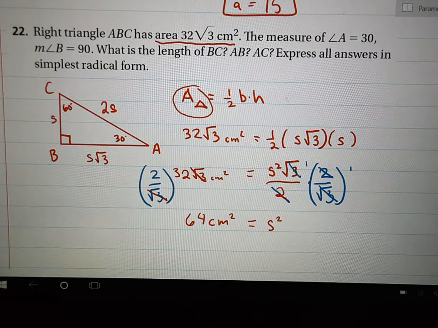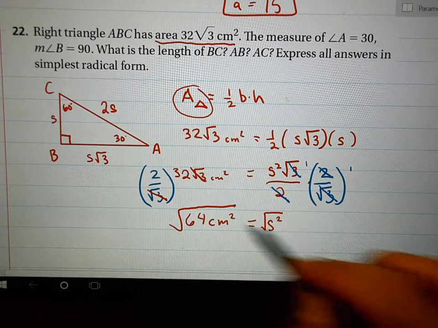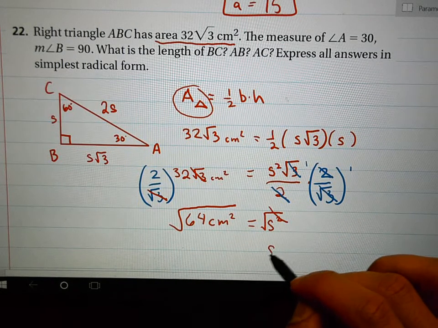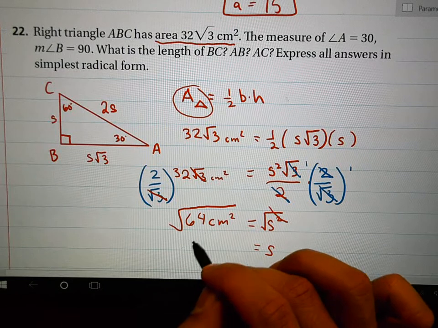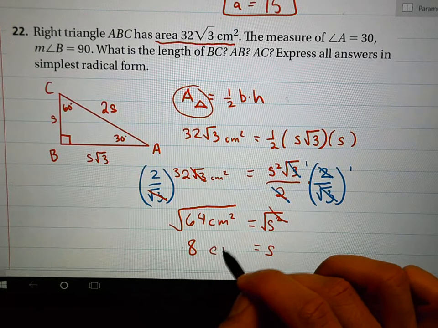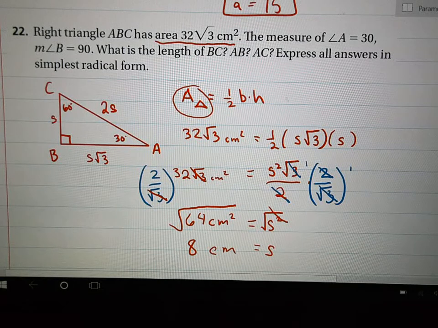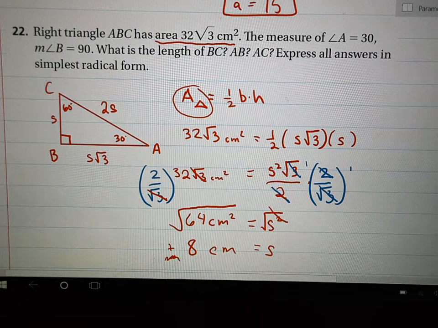If I want s by itself, you square root both sides. S will equal, technically when you square root a variable squared, it's either positive or negative. But because we're talking about distance, it's always positive. So the square root of 64 is 8. The square root of centimeters squared is centimeters. And that's the distance. Technically it's positive or negative, but I don't care about the negative value because we're talking about distances.